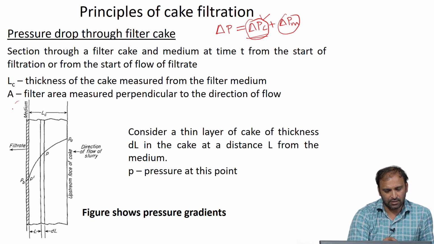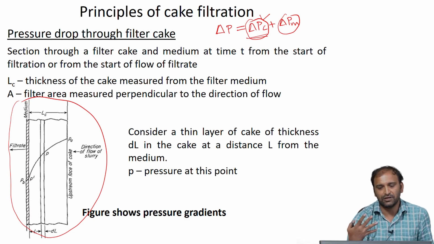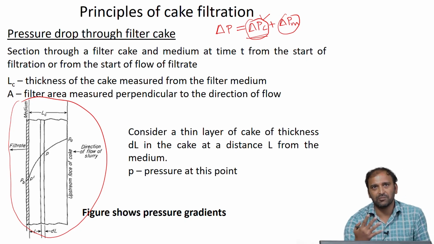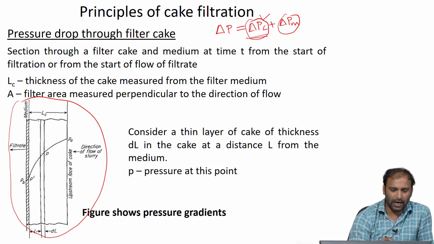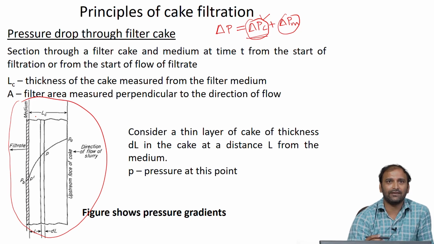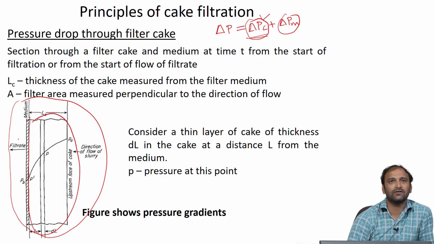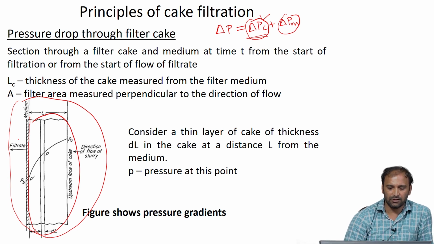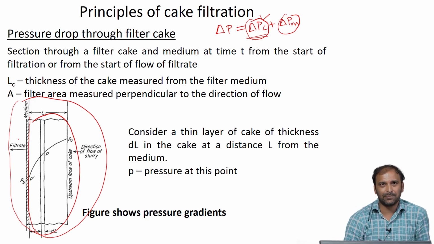What you are looking at is a diagram, which is basically a section through a filter cake and the filter medium at some time t from the start of filtration. At time t equal to 0, you do not have any filter cake developed, that means this part is not there. So the only thing you have is the filter medium, and during the course of filtration the filter cake builds up. The figure represents a cross section view.